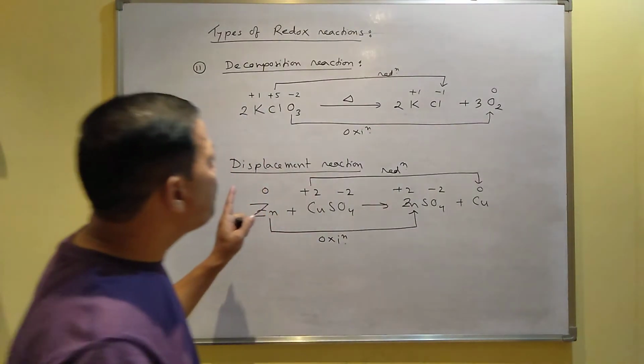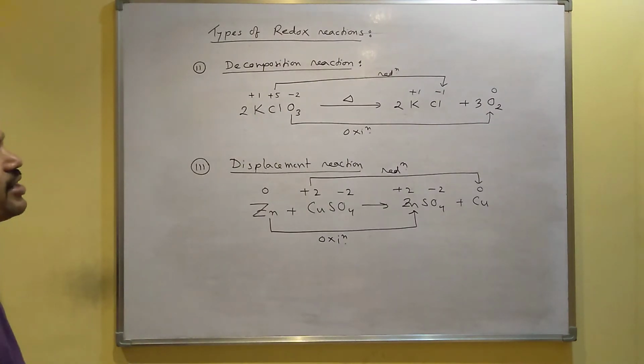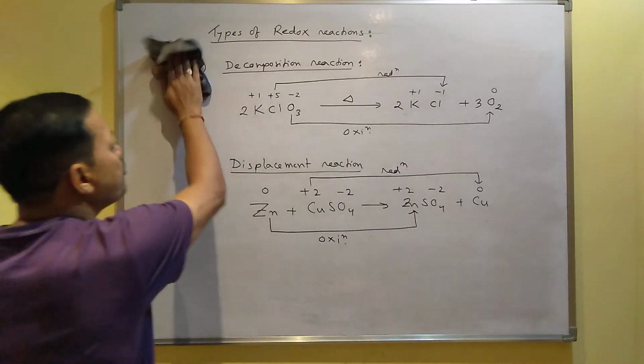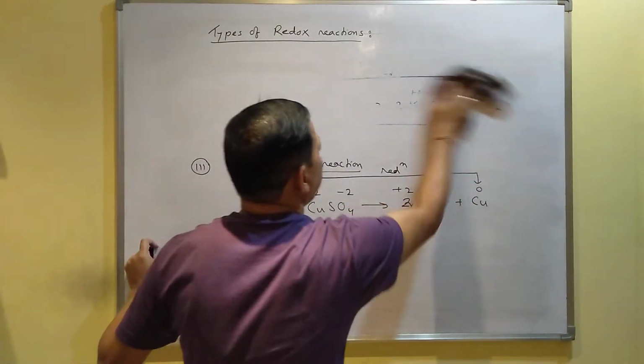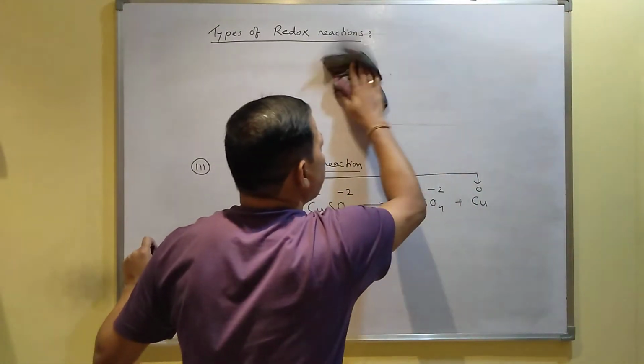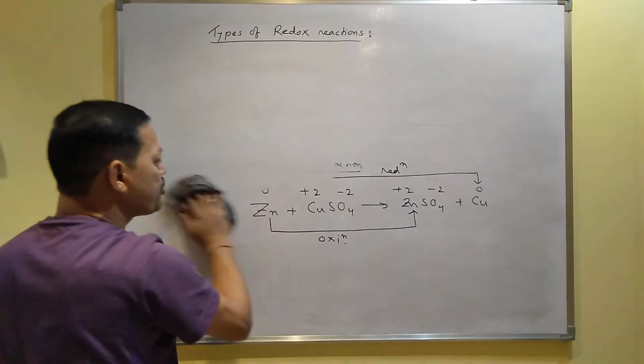So these are the types of redox reaction. A combination reaction may be an example of redox. Decomposition reaction may be one example of redox. Displacement reaction may be one example of redox reaction.